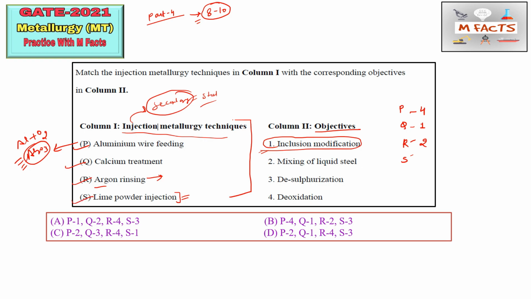So you can match lime powder with desulfurization, which is 3. So the code is 4 1 2 3. Options which start with something other than 4 you can cross out. So option A is wrong, option C is wrong, and option D is wrong. So option B is correct here.